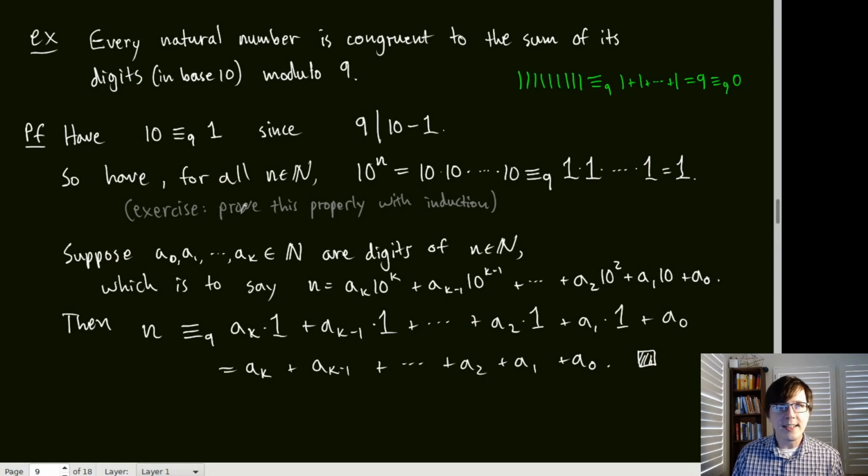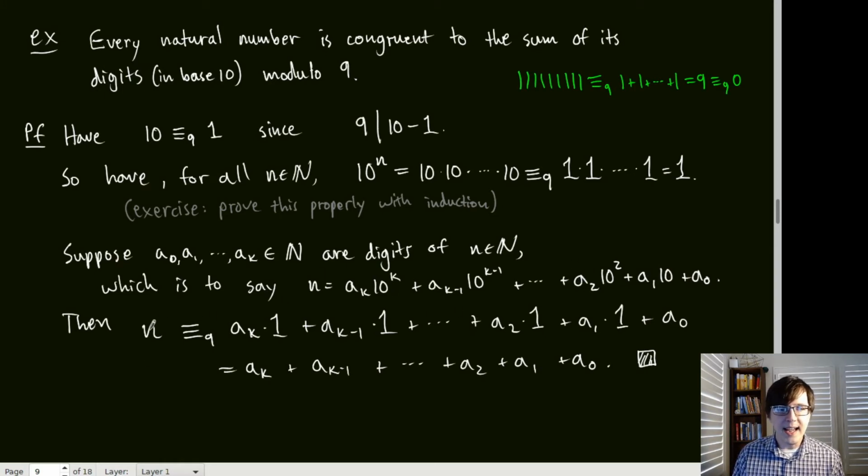And as an exercise, you should prove this properly with induction on n. Anyway, so let's now suppose that we have a natural number n, and we have a0 through ak being its digits. So that's to say that n can be written as ak times 10 to the k plus ak minus 1 times 10 to the k minus 1 plus dot dot dot plus a2 times 10 squared plus a1 times 10 plus a0. So a0 is the ones digit, a1 is the tens, a2 is the hundreds, and so on.